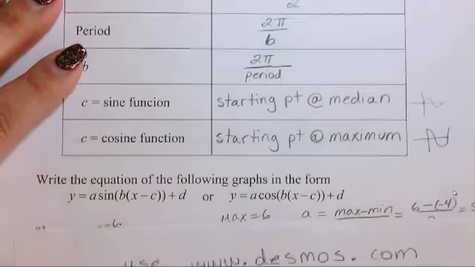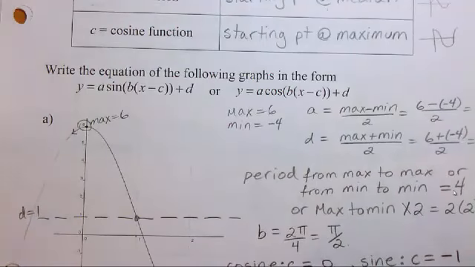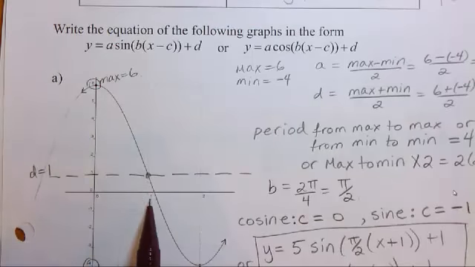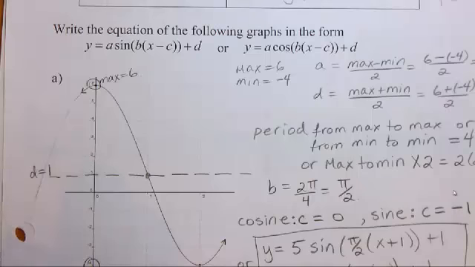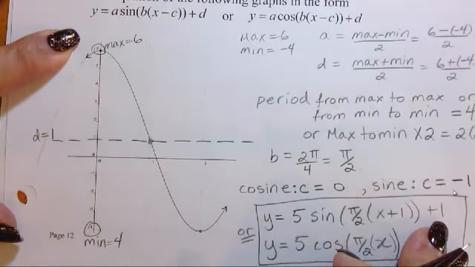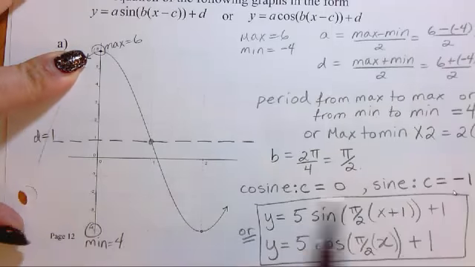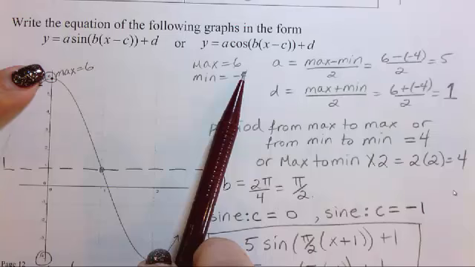For this example here, I've gone through and done some of the work, and I'll walk you through it. Here you've got this graph, and you have to write the equation in both sine and cosine. So the first thing I did was read off the maximum and the minimum values. The max I got was 6, the min is 4. I use that to find my A and D value.